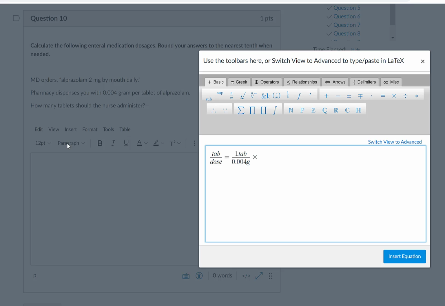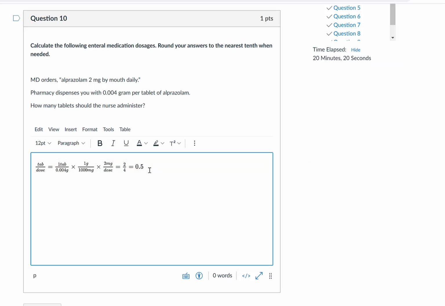And I don't have grams anywhere else, so I need to convert grams to milligrams. And in 1 gram, there is 1,000 milligrams. And it is a 2 milligram dose. So when I do my multiplication on the top, I get 2. And when I do my multiplication on the bottom, I get 4. When I divide those two, I get 0.5. So that is my equation. My answer needs to be in tablets, so it's 0.5 tablets.